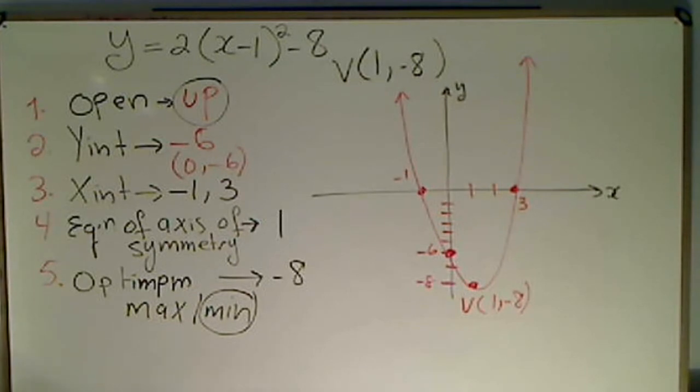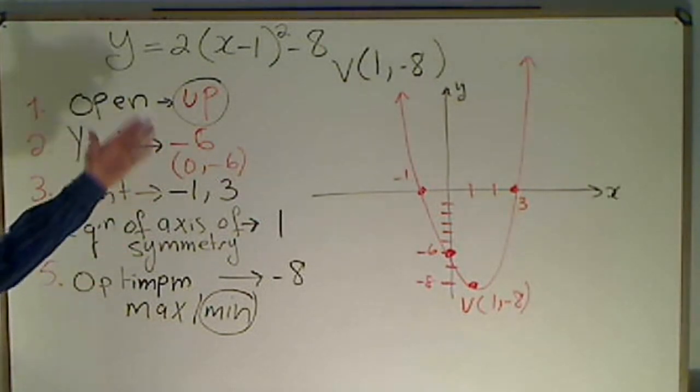And this is how we graph a quadratic relation using 5 steps from a vertex form.